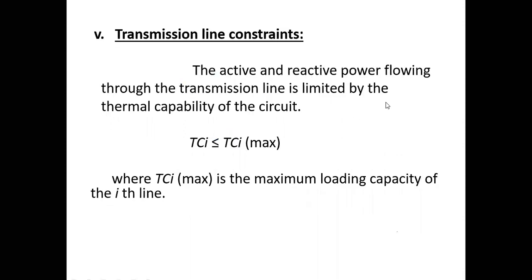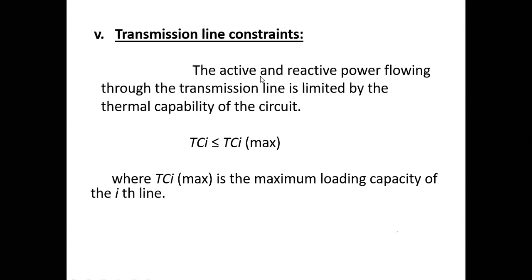And similarly, the last one is transmission line constraints. The most important point in our power system, mainly in transmission, is that how much power can be transmitted through the transmission line is decided by its thermal capacity. Thermal capacity is related to temperature. So within the limits only, we can transmit the power, and that can be represented as TCi less than or equal to TCi max, where TCi max is the maximum loading capacity of the ith line. Beyond this, you should not load your transmission line.